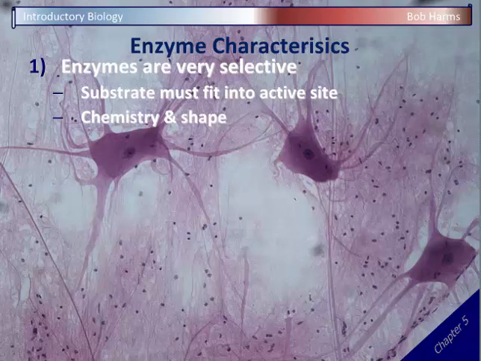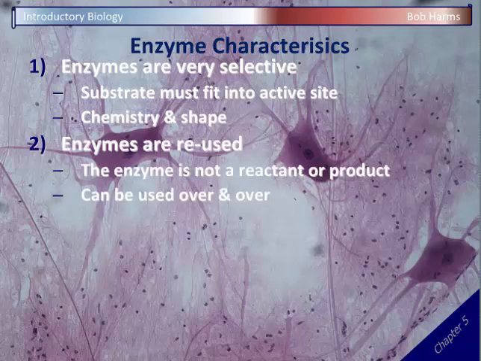So if your cell has 1,000 chemical reactions going on, you need 1,000 different enzymes to speed up every one of those different reactions. Enzymes can be recycled or reused, and so the enzyme is not a reactant, it's not a product. It's more like a bystander. Once one catalase binds peroxide and breaks it down, it's going to release the products. Now that catalase can bind another peroxide and break it down, and then bind another. And so a single enzyme can be reused over and over again for that same chemical reaction.